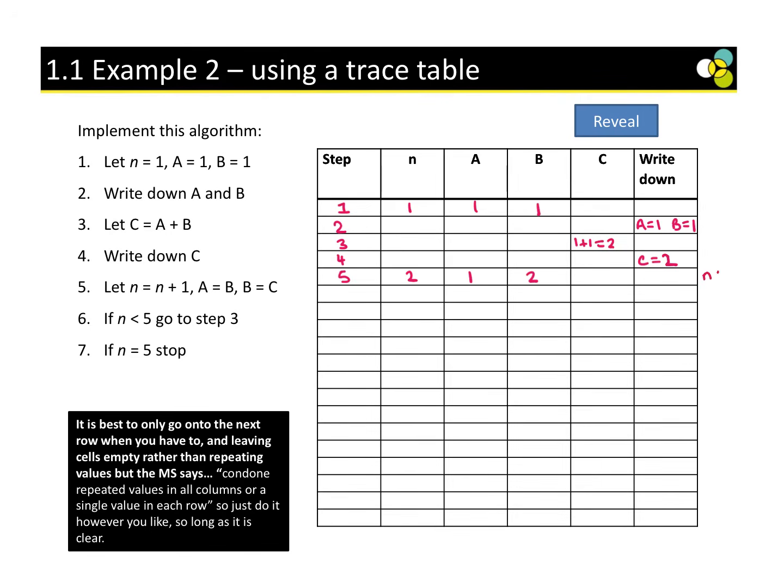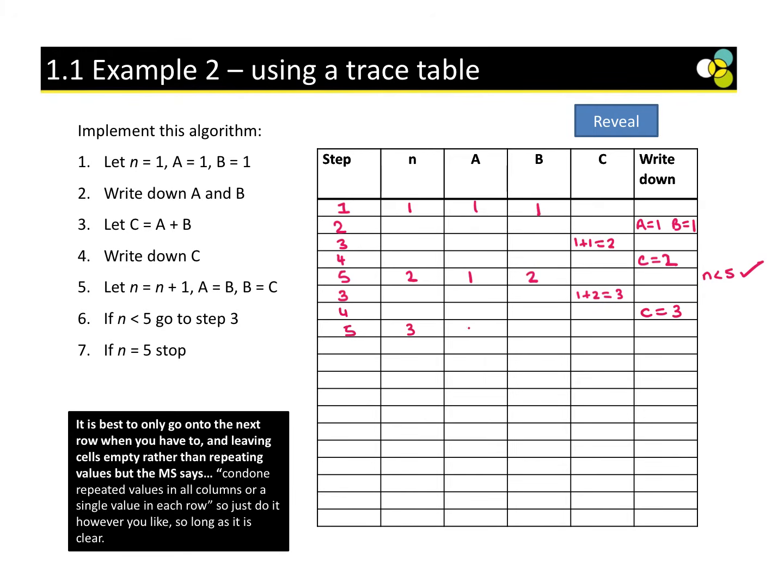Okay, so n is less than 5. Check. We go back to step 3. Step 3 says let c equal a plus b. So a plus b is 1 plus 2 equals 3. Then it says write down c. So c equals 3. Step 5, let n equal n plus 1.